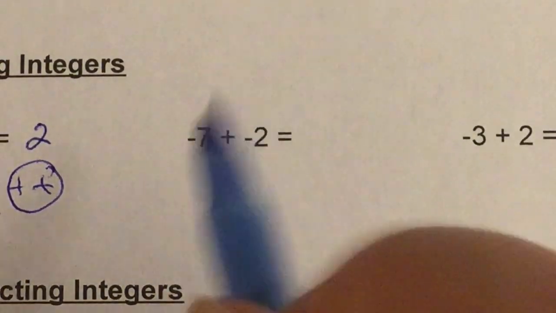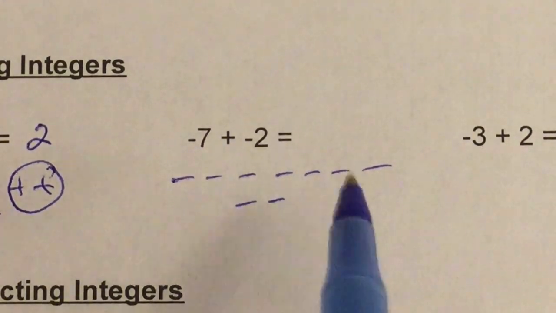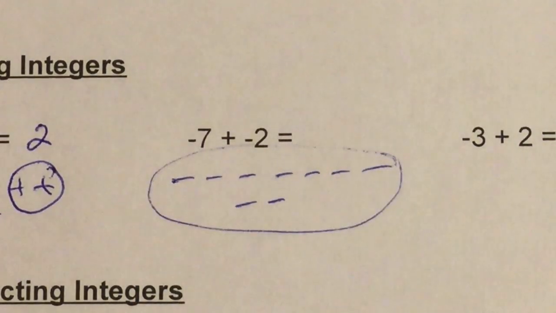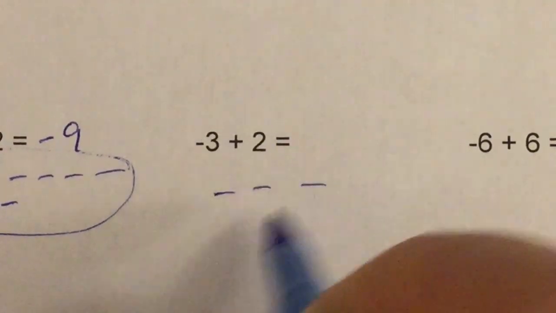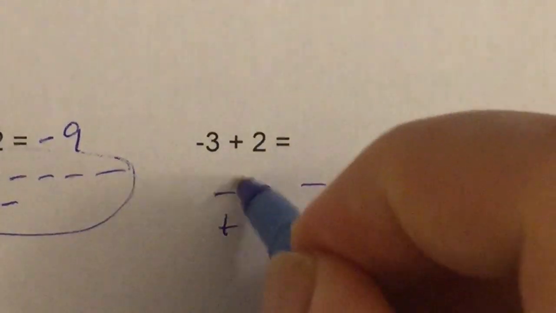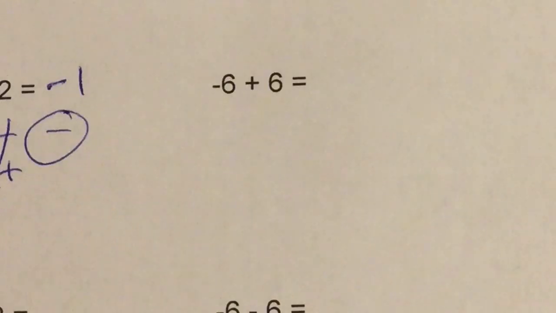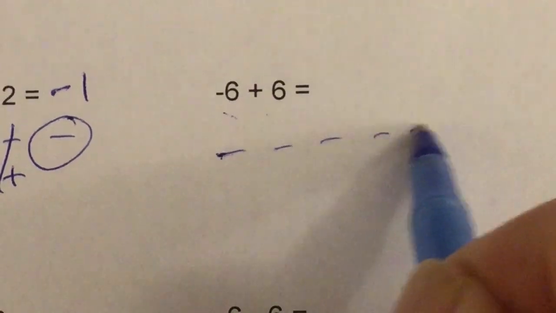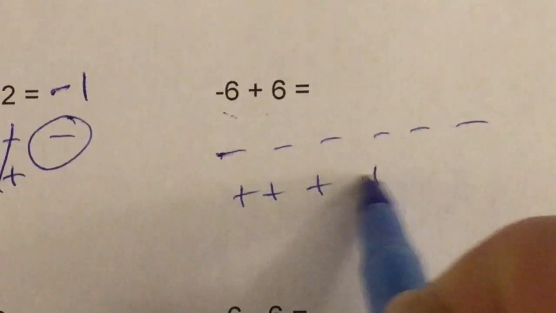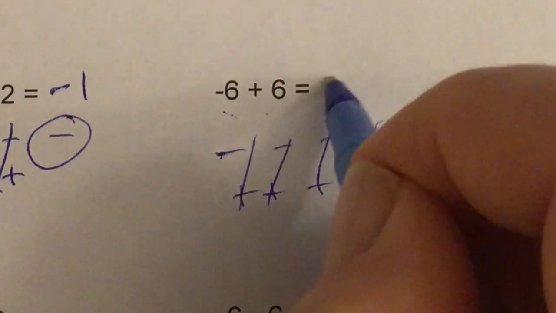Similarly here, we have 7 negatives and 2 more negatives. So when you add them all together, we have nothing but negatives. We have negative 9. Here, if we think about it visually, we have 3 negatives and we're adding 2 positives. These will cancel, and all we have left is a negative 1. Last, visually, we have 6 negatives and 6 positives. So if you think of 6 negatives and 6 positives, they're all going to cancel out, and there is nothing left, 0.